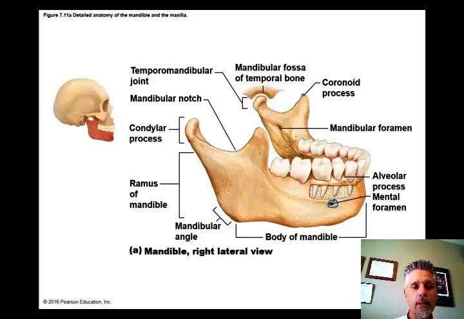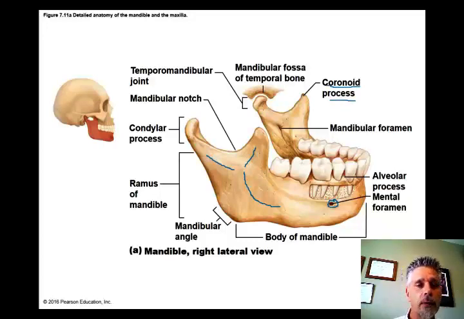You can also see, right, so this is the body of the mandible. Sometimes the main part of a bone we'll call the body. Then we see how it gets an angle like that. So they call that the mandibular angle. And then see how it splits into a Y. So this part right here is called the coronoid process. Remember, a process is something that sticks out.